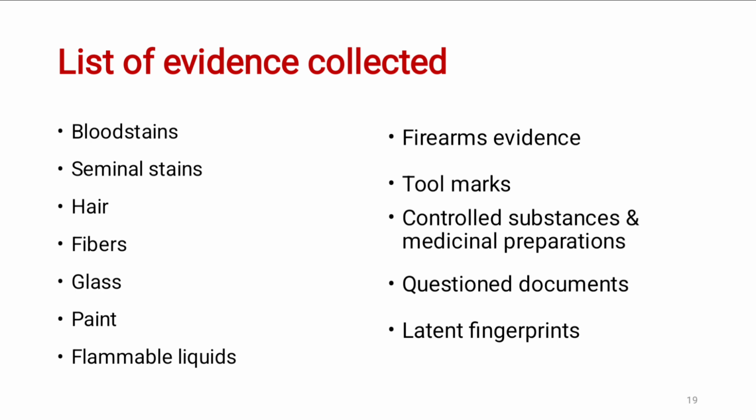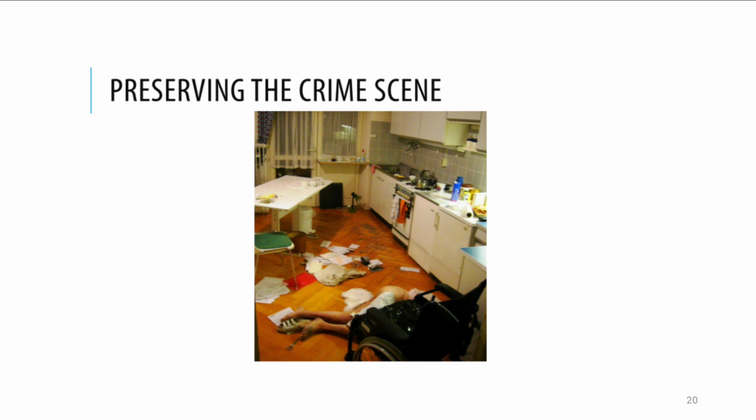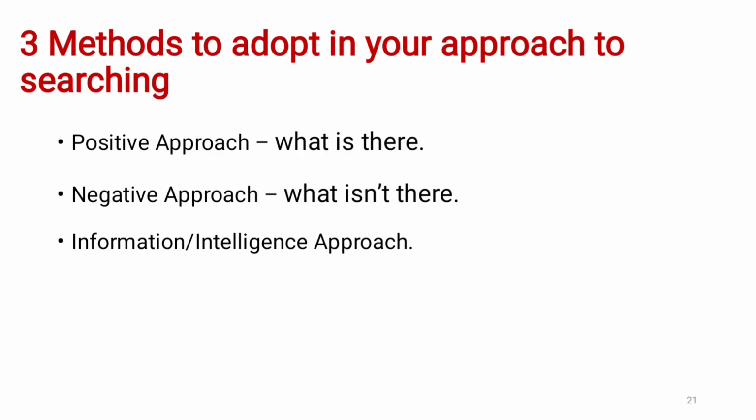So these are the types of evidence that are collected, and I've really already talked about those: the blood, the hair, fibers, glass, firearms, questioned documents, and so on. Again, this one is showing how the crime scene was left intact. You want to leave the crime scene as intact as possible so that you don't contaminate the evidence. So in searching, there are three approaches that are used. There is a negative approach, a positive approach, and the information or intelligent approach.